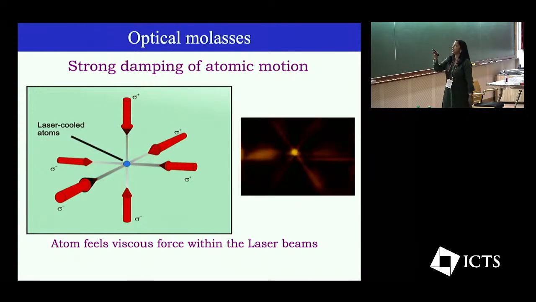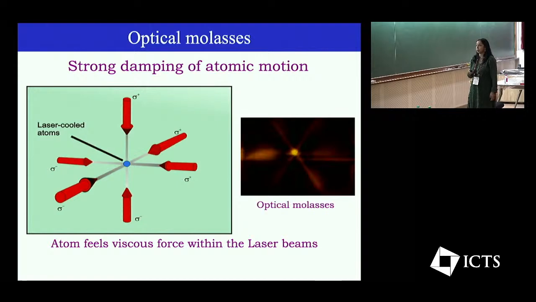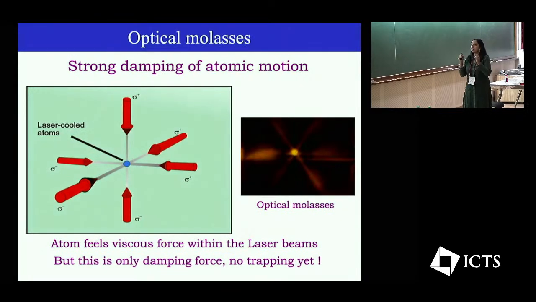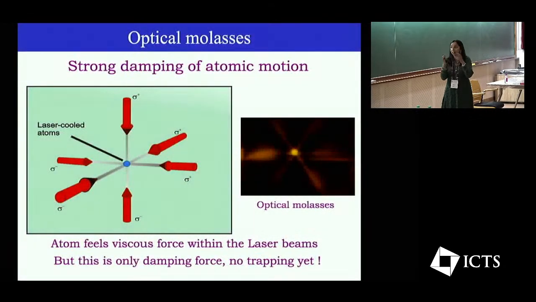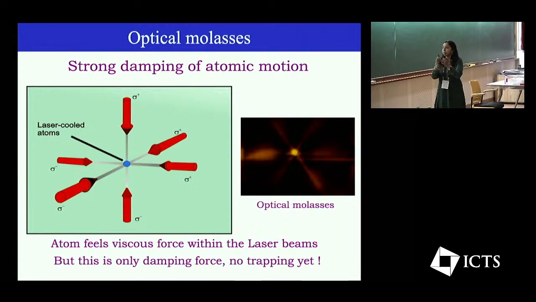And there the ball gets slowed down because of the viscous force of this liquid. And here's the real picture of this optical molasses. An atom feels that viscous force within the laser beam. But this is only cooling. There is no trapping. We want to actually trap those atoms and position them at a point in space so that we can do experiments on them.